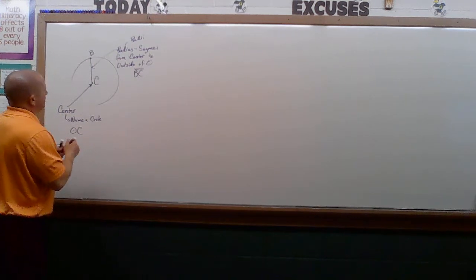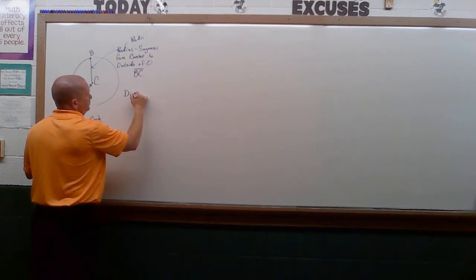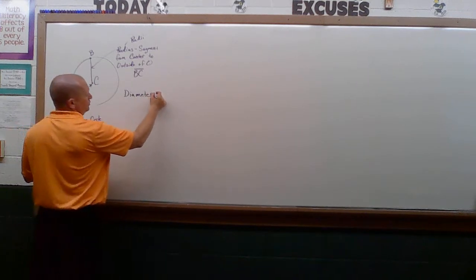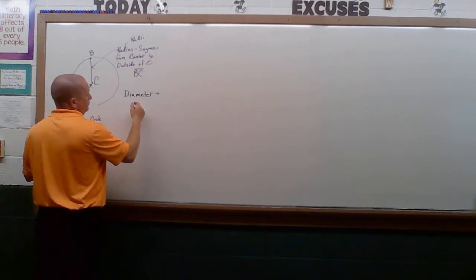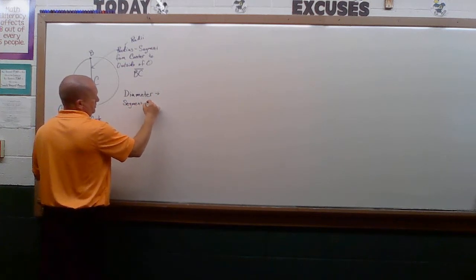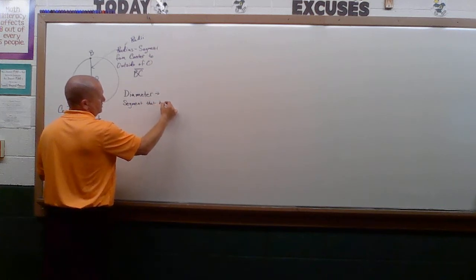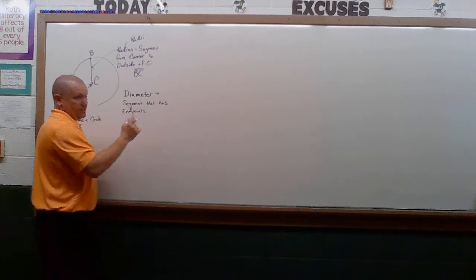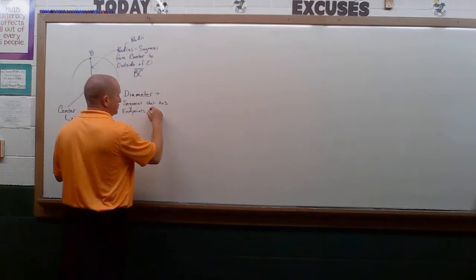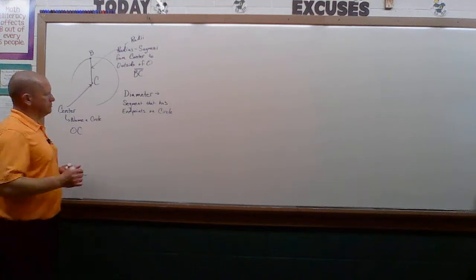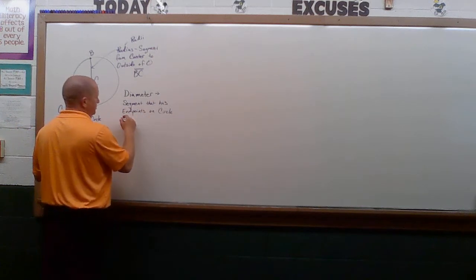So the next thing is a diameter, and what's the difference between a diameter and a radius? Okay, so this is going to be, well, we could get really technical, but let's just say a segment that has endpoints. You understand endpoints, what that means? Obviously, the points that are ended on the circle. But it has to go where? Yep. A segment that has endpoints on the circle through the center.